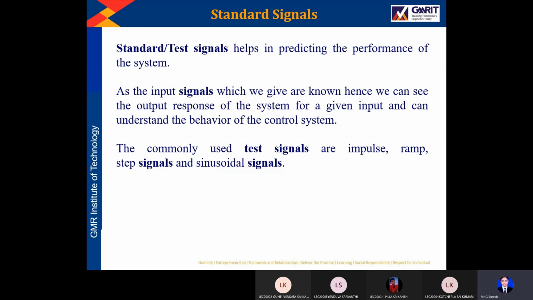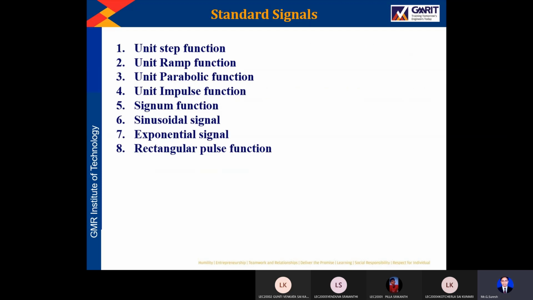The commonly used test signals are impulse, ramp, step, sinusoidal, and so on. This is the list, and we'll be looking at all the signals one by one: unit step function, unit ramp, parabolic function. Don't get confused by the titles as functions, because you are more familiar with function. We started writing these as functions, but you can write them as signals also: unit step signal, unit ramp signal, parabolic signal, impulse signal, signum signal, sinusoidal signal, exponential signal, and rectangular pulse signal.